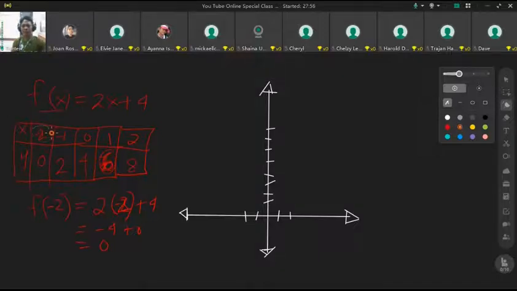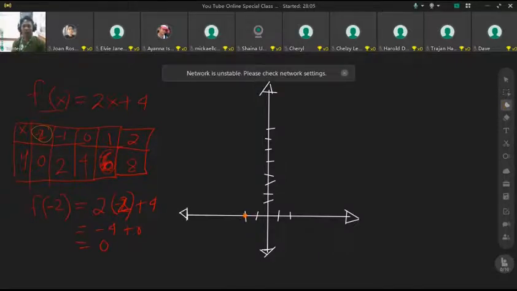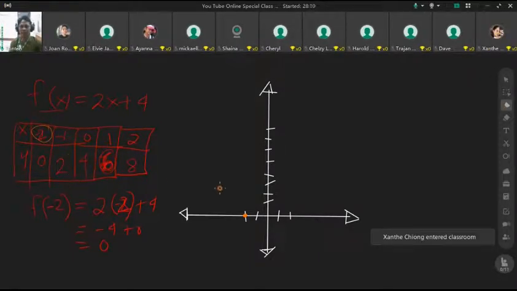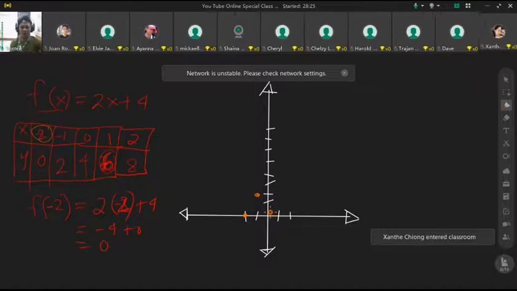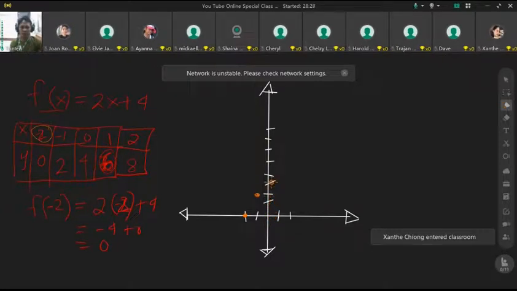If our x is negative 2, it is located here. Our y is 0. If our x is negative 1, our y is 2. 1, 2. It's here. If x is 0, our y is positive 4. 1, 2, 3, 4.